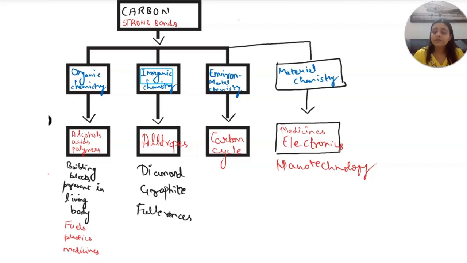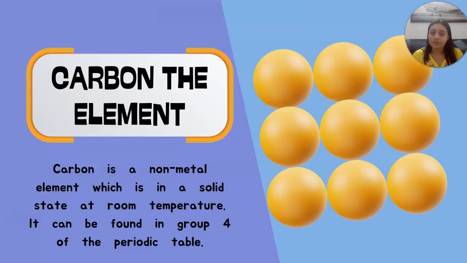Now first we will study carbon as an element. We all know what an element is. An element is a pure substance formed by one kind of atom. Carbon is also considered an element. As we all know, all the elements are written in the periodic table. Carbon is a non-metal element which is in a solid state at room temperature, and it can be found in group 4 of the periodic table.